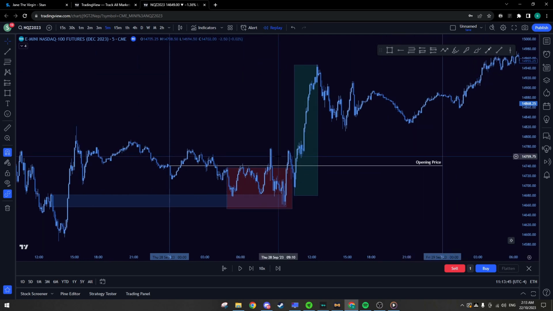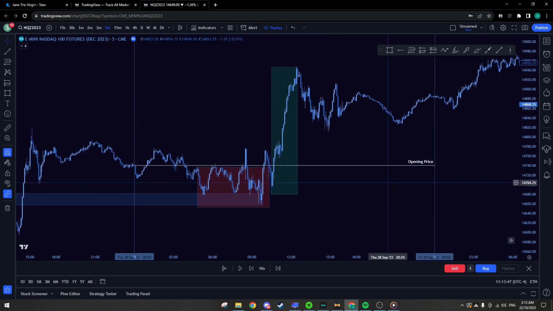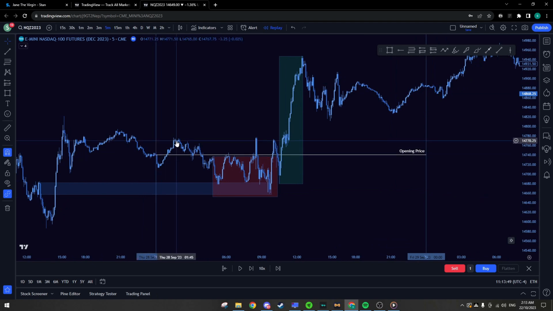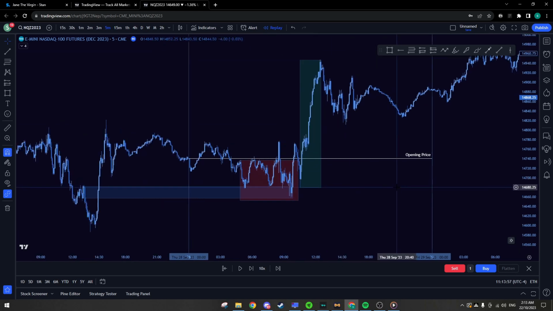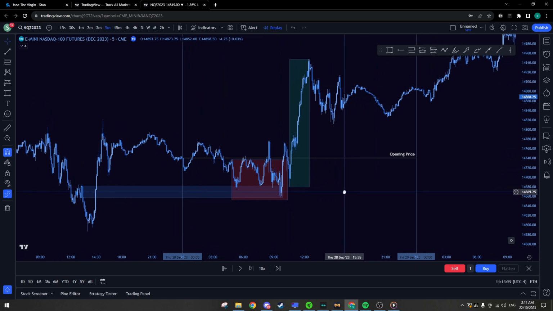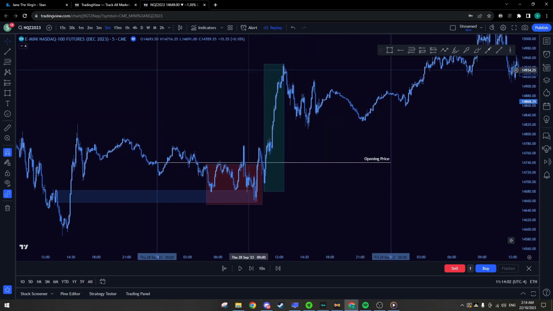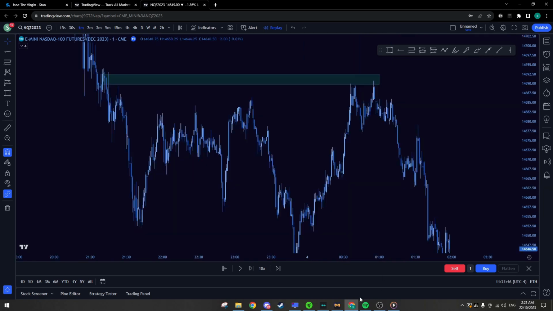So, daily candle example, we get that accumulation, the open, manipulation into a PD array again, and distribution towards the upside. Okay, so power of three present on the daily chart. Here's that example for you. Let's move on to some lower time frame things.